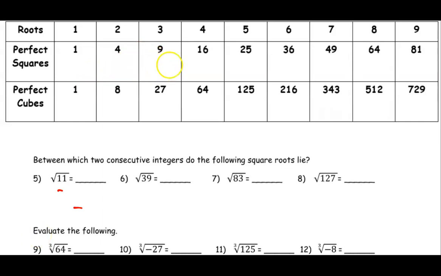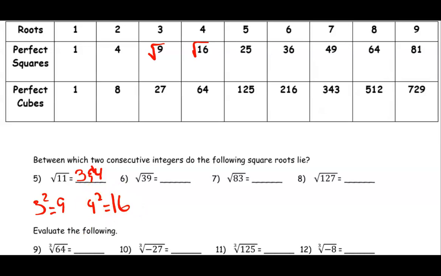Alright, so I realize that it's not a perfect square, but it falls between the perfect square of the number 9 and the perfect square of the number 16. The square root of the number 9 is 3, the square root of the number 16 is 4. So I would say that it's going to fall between the numbers 3 and 4. That's specifically because 3 squared, as we mentioned, is equal to 9, and also 4 squared is equal to 16.